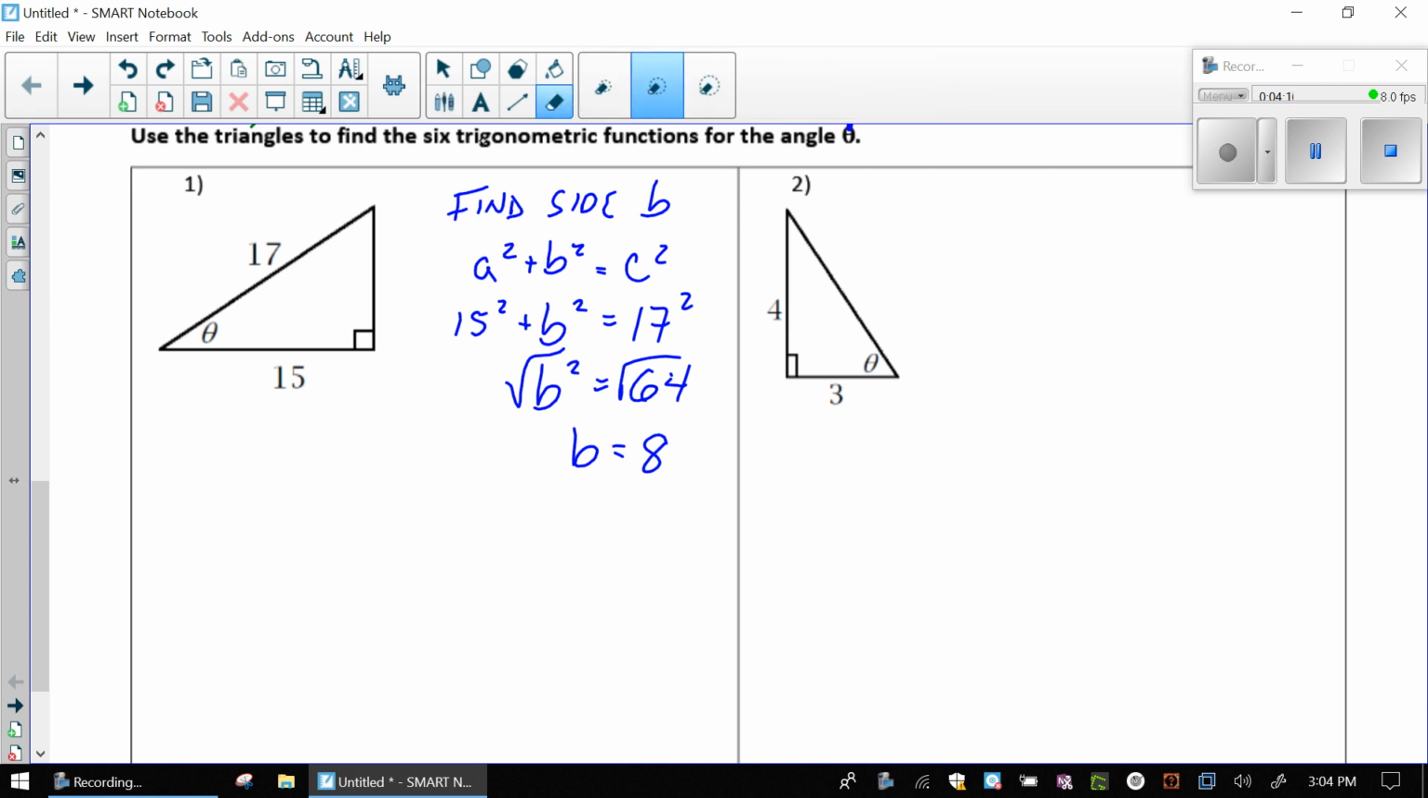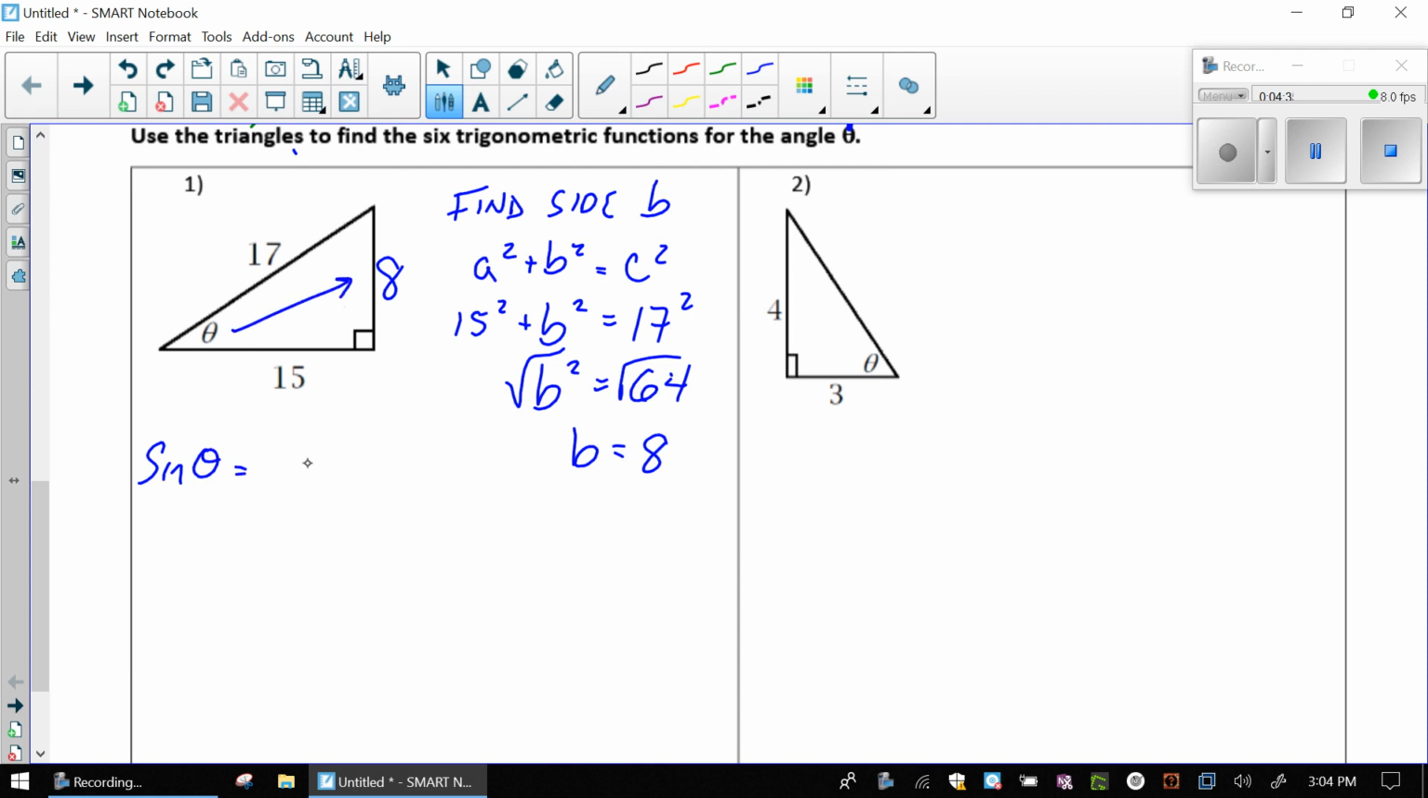So I'm just going to erase that B just so it's not confusing anybody, and make sure we know that we're using the side 8 here when we do our 6 trig functions, okay? Now that we have all 3 sides, you're really just testing yourselves to see if you remember these formulas. So notice where theta is.